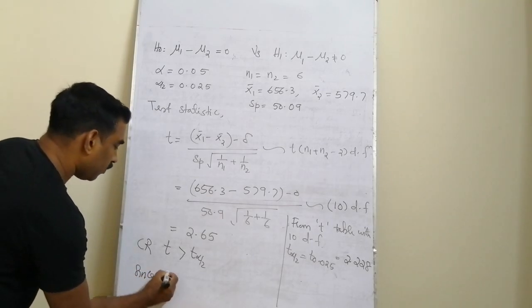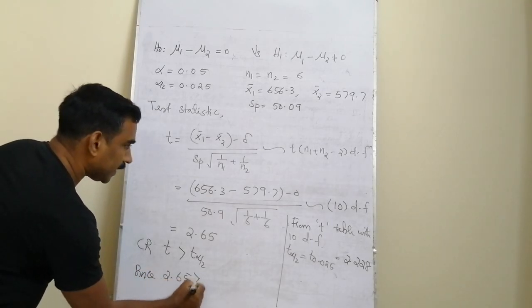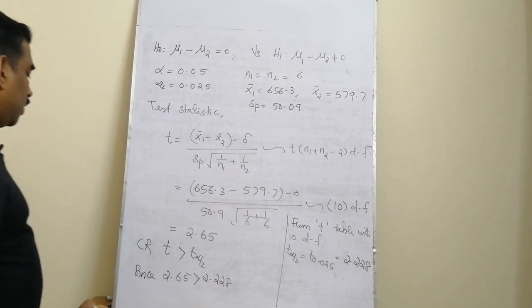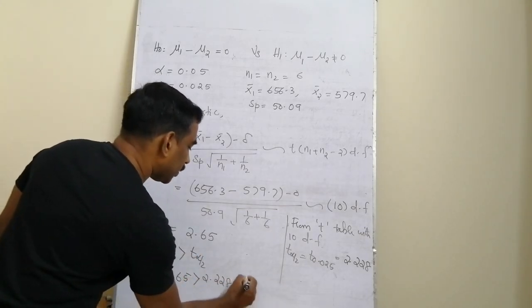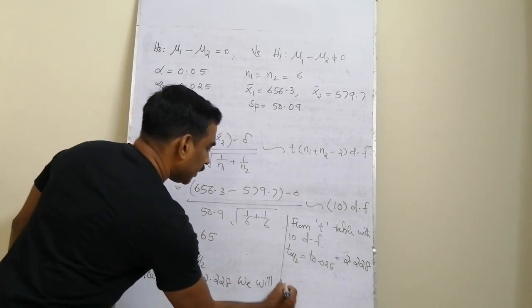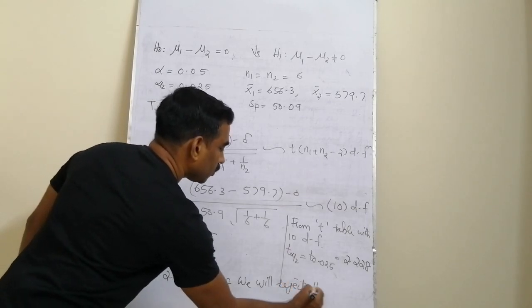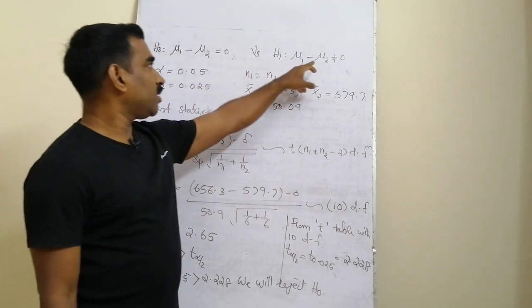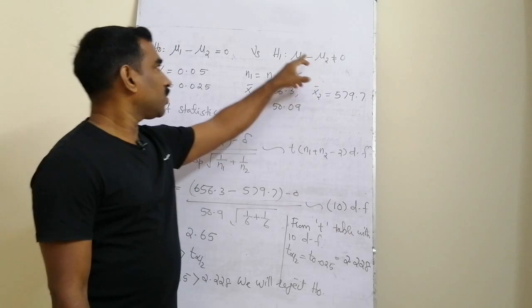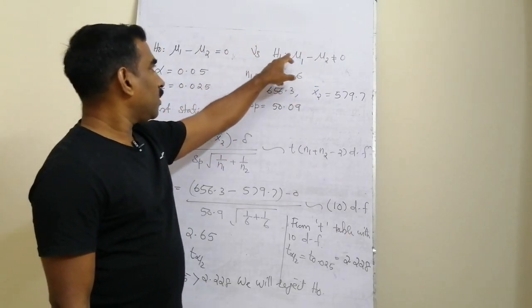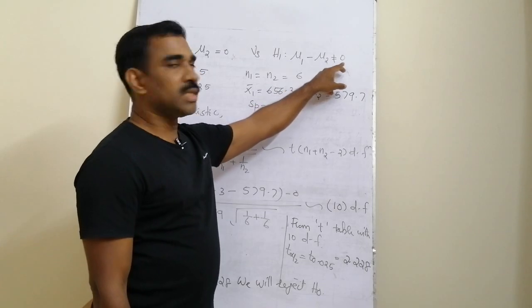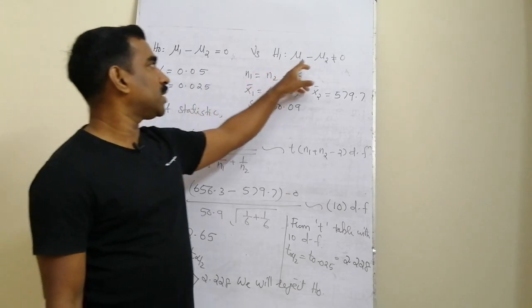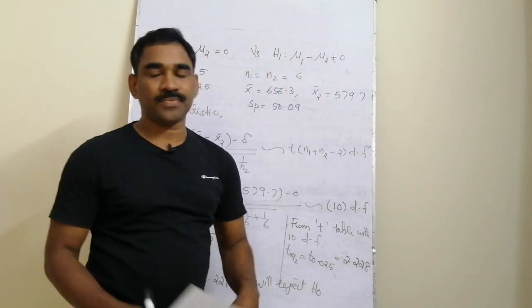Since the computed value 2.65 is greater than 2.228, the critical value, that inequality holds, so we will reject H naught. We will reject the null hypothesis H naught. So what is the implication? When we are rejecting the null hypothesis, we are automatically accepting the alternative hypothesis. The alternative hypothesis says that the population means are not the same, or the mean strength of the two values obtained from the two locations need not be the same.